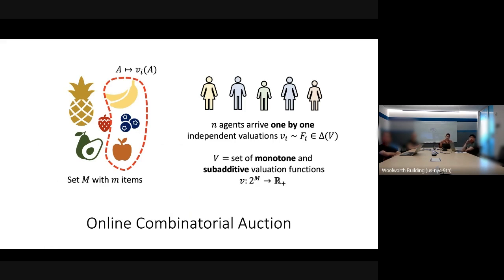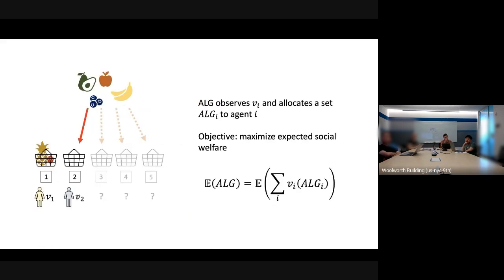And as I said, these functions are drawn independently from certain known distributions F1 to Fn. Now, we want to do this allocation of items to agents online. So first, we receive the valuation v1 drawn from F1, and we want to decide right away which items go to agent 1. Next, we receive valuation v2 drawn from F2, and we want to decide which of the remaining items go to agent 2, and so on and so forth.